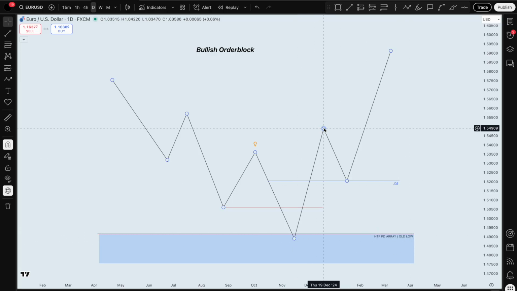And after price closed above this high here, the bullish order block is going to be the candle or series of down close candles that went into this low here, and we would want to see price come down into the bullish order block and then trade higher.